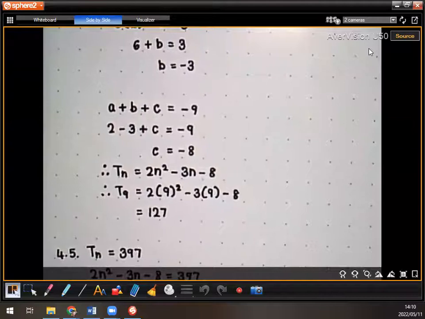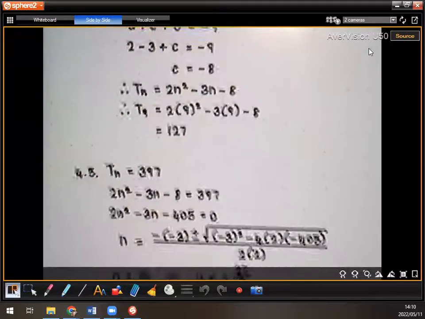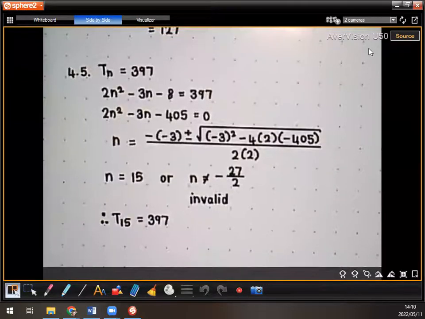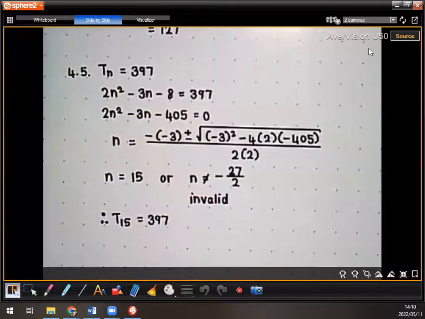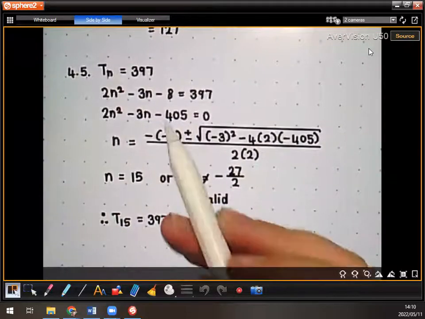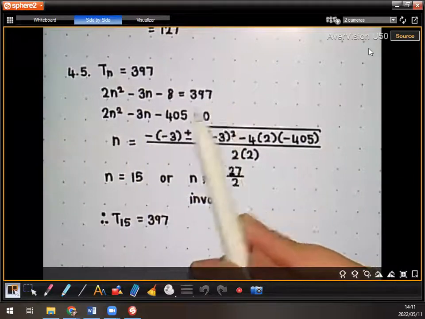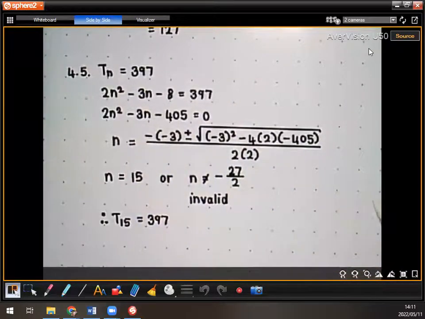That's finding Tn. Then they wanted us to determine which term in the number pattern is 397. So again, same as what we've always done. If they're asking what term it is, you take that number and make it equal to Tn. So here now I'm in 4.5. If you didn't calculate Tn in 4.4, you would have had to do that here. So it's a bit of practice there. Make your Tn equal to 397, move it over, solve for n. Again, just like always, you're getting 2 answers, and the one that's either negative or a fraction or both doesn't apply.